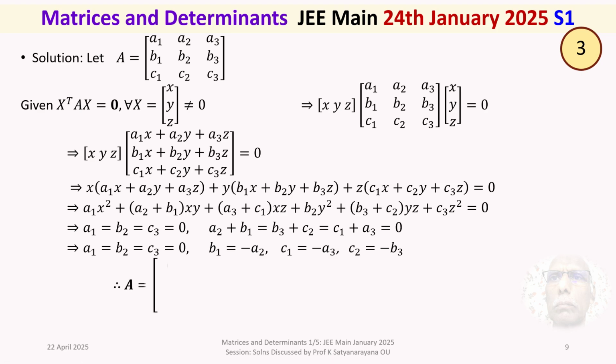Agreed. Now A will be: a1 0, b2 0, c3 0. Right. And b1 is minus a2, and c1 is minus a3, and c2 is minus b3. It's a skew-symmetric matrix. We have just observed that it is a skew-symmetric matrix, and we are not going to use the property of these skew-symmetric matrices at all.